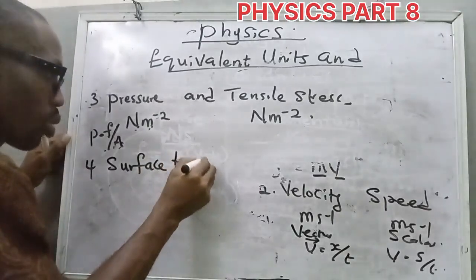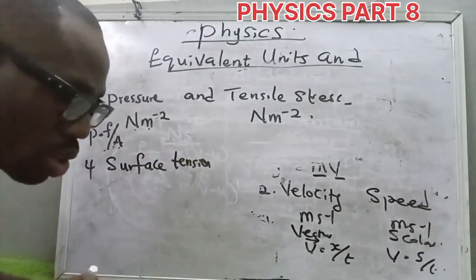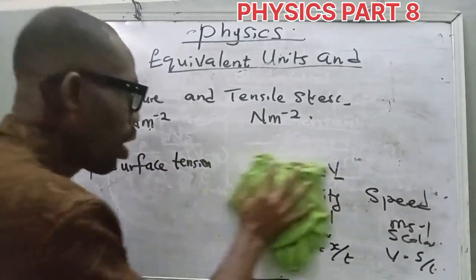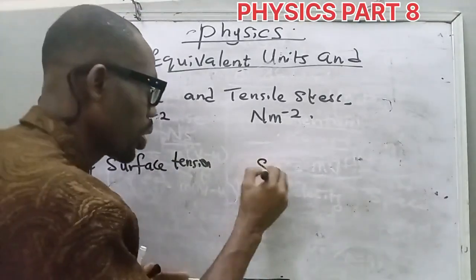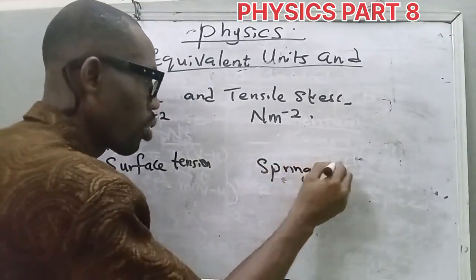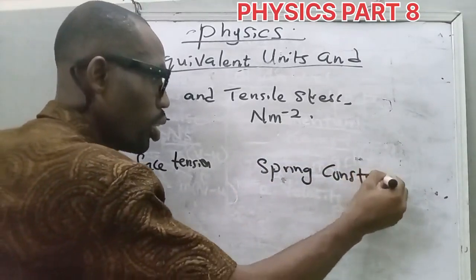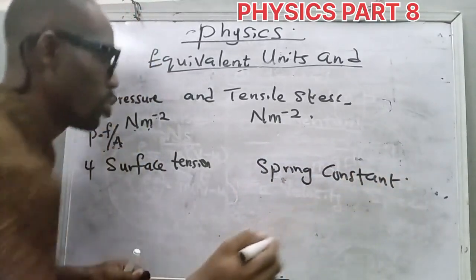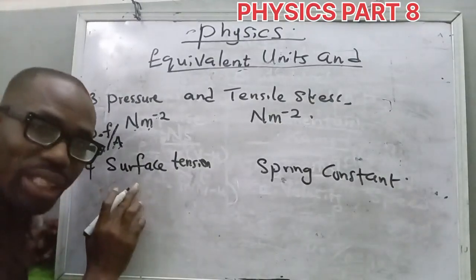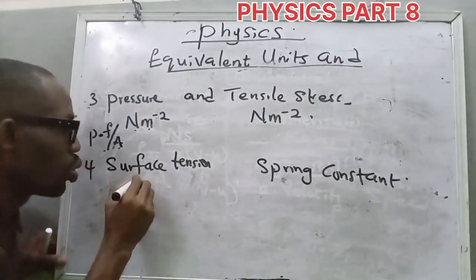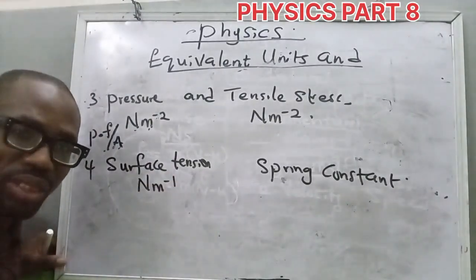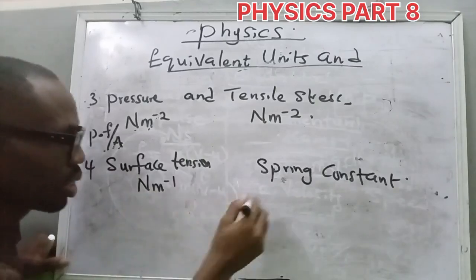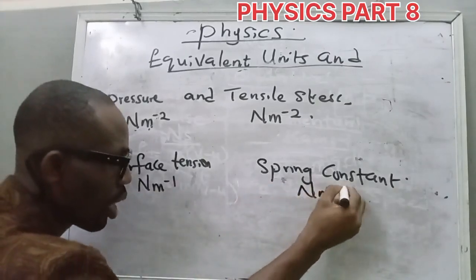Okay, we're looking at equivalent units. Surface tension and force, spring constant. These two have equivalent units. Surface tension is force acting per unit length, so it will be Newton per meter. Have you seen that now? Newton per meter. This one too, Newton per meter.